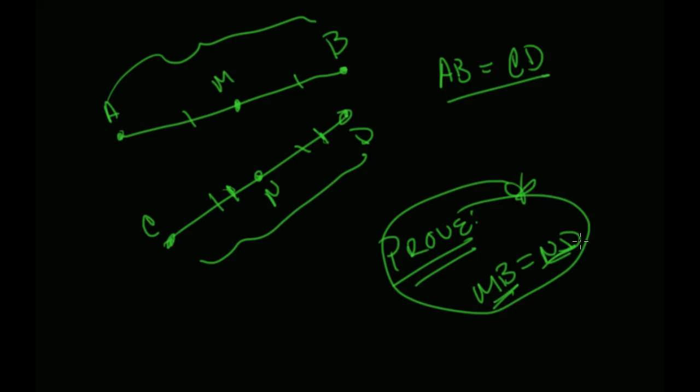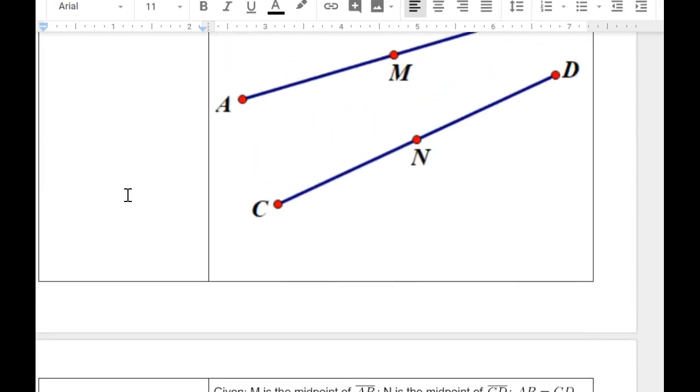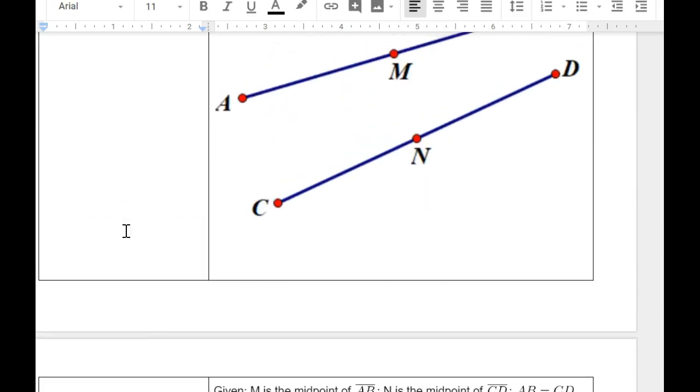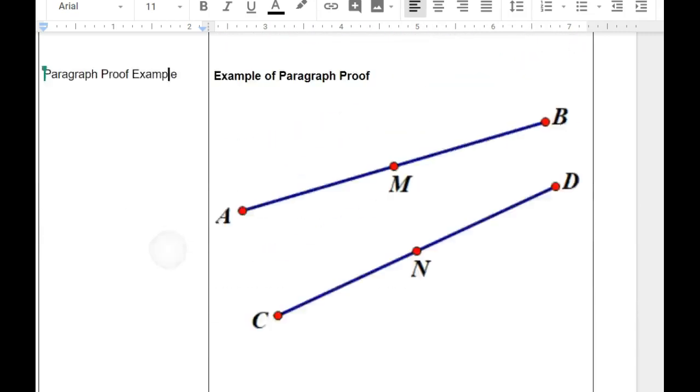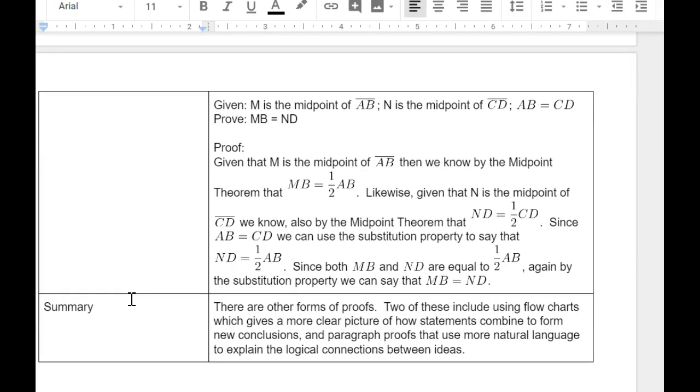And I'm actually going to look at the paragraph proof that's in your notes because it's a lot easier than just writing this all back out. All right, so if you look at your notes, here's the paragraph proof that actually does this. So we're starting with a given. M was the midpoint of AB, so there's our drawing. N is the midpoint of CD, so that's there. And AB and CD are the same length. So that's what we're given. Right, so it starts off with that.